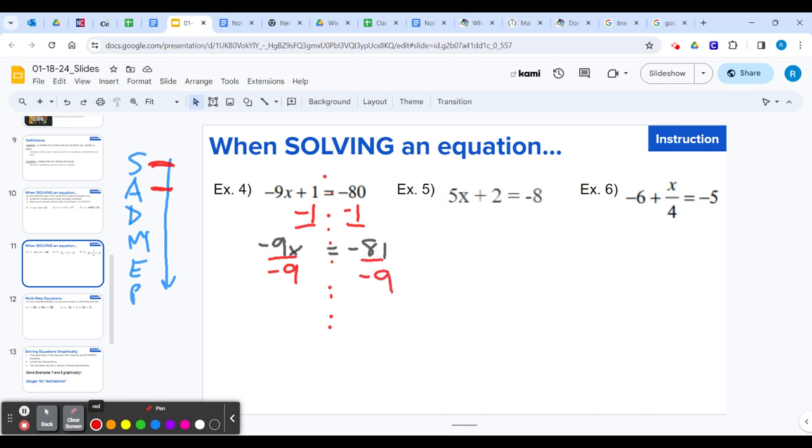And then we can divide by negative 9 on both sides to come up with our final answer. We get x equals, this would be a positive 9 in this case, because a positive times a negative would give us a negative number.